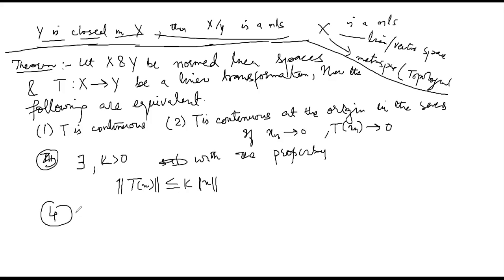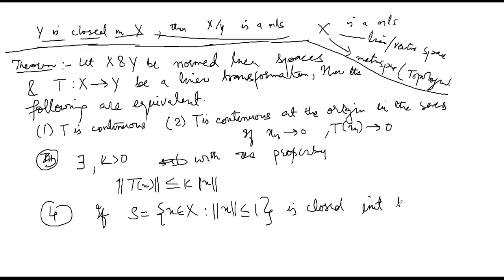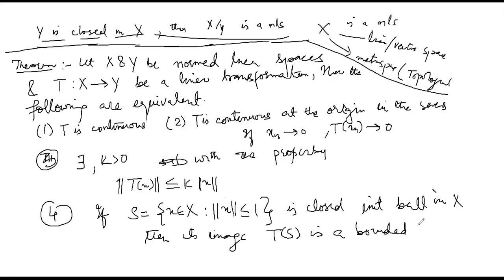Okay. With the property ‖T(x)‖ ≤ K‖x‖. Of course, the fourth one is: if S is the closed unit ball, meaning all x belonging to X such that ‖x‖ ≤ 1, then its image T(S) is a bounded set in Y. इसमें बहुत सारा आ गया. Of course, I would explain.